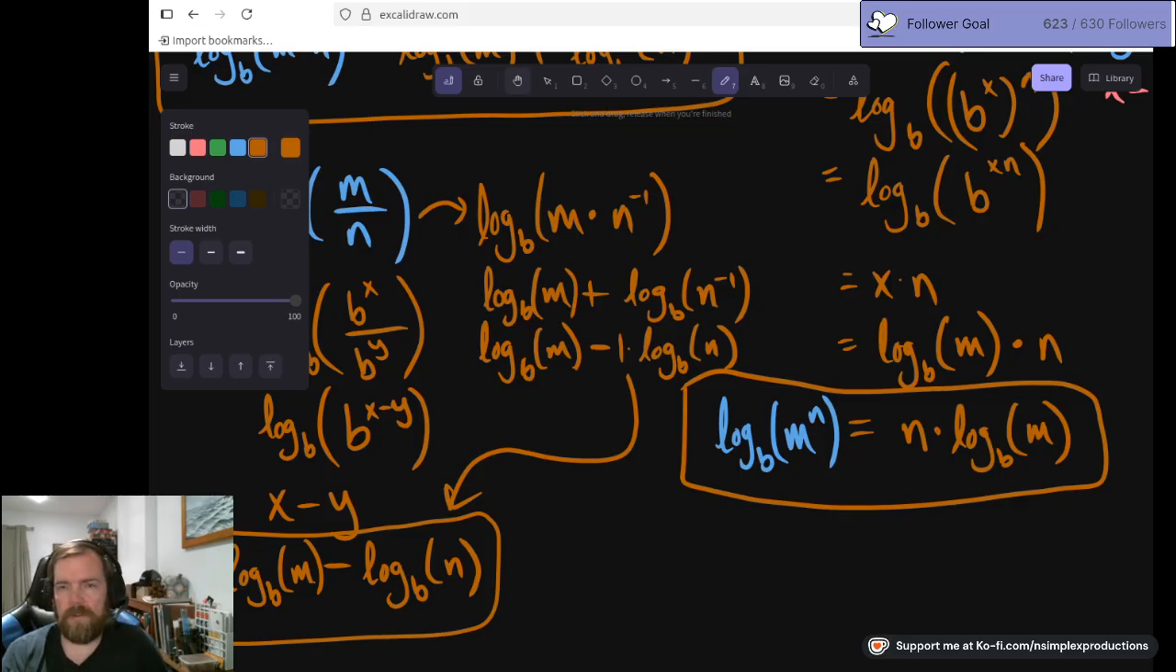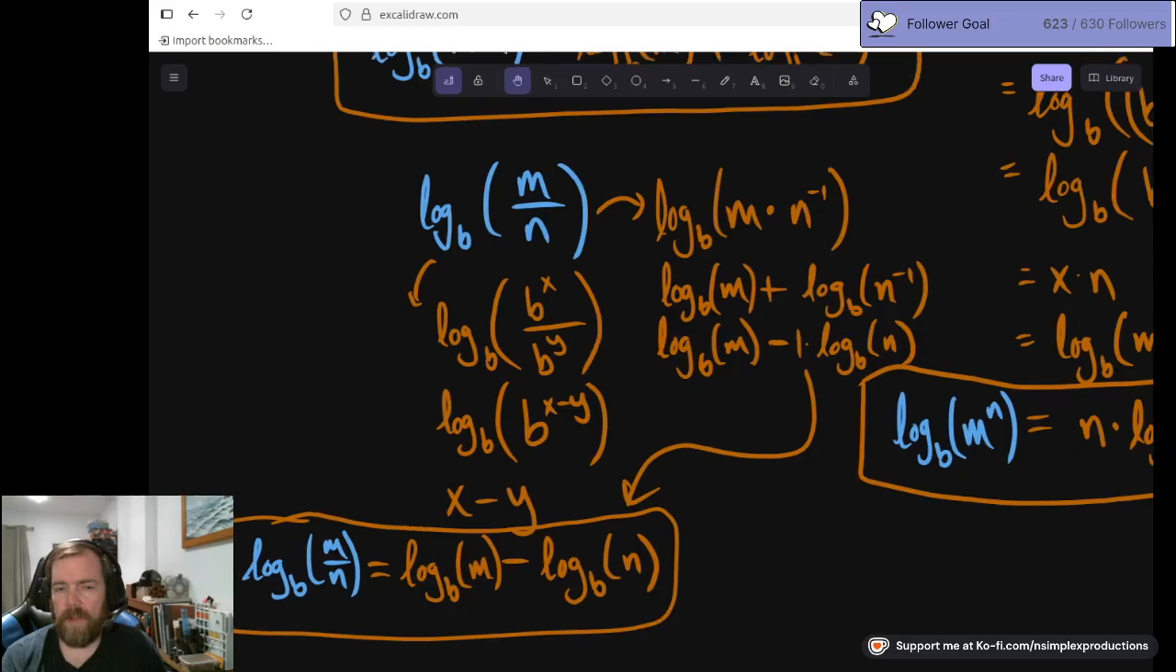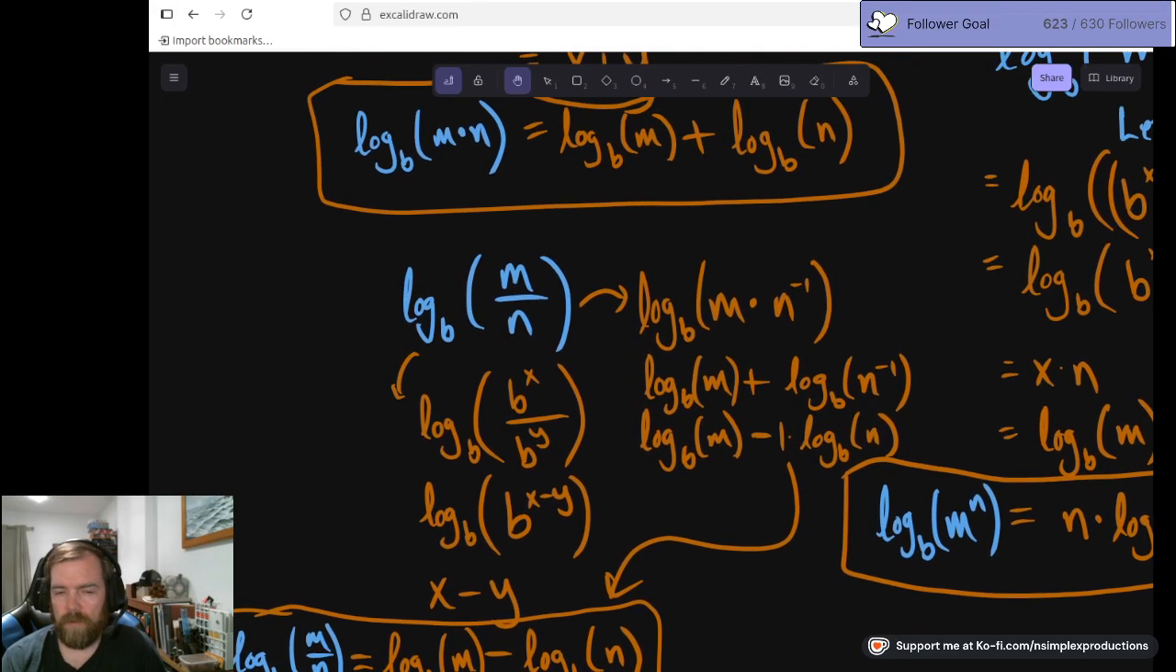So now we can start defining more and more of our logarithmic properties. All these logarithmic properties we can start defining more based on each other using some of these basic identities.